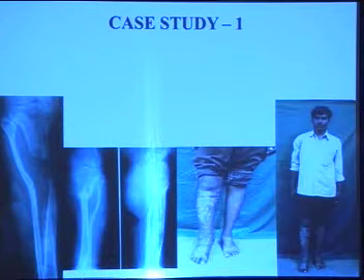Now some of the case studies. You see this is a long-standing gap non-union with tapered atrophic type in a young patient, a 3 year old non-union with loss of bone at this point.